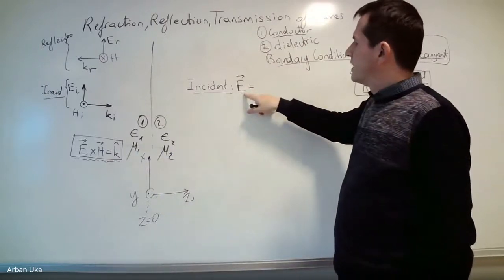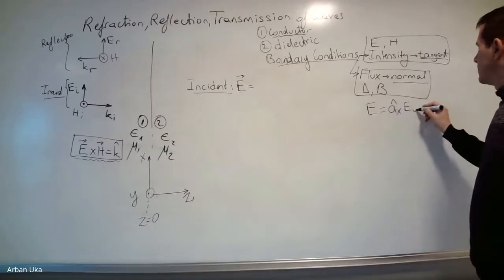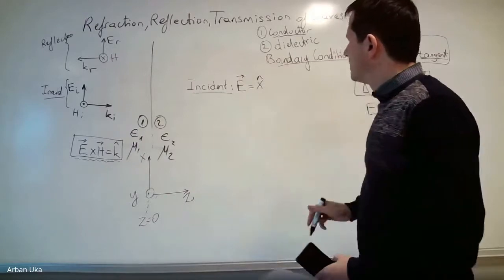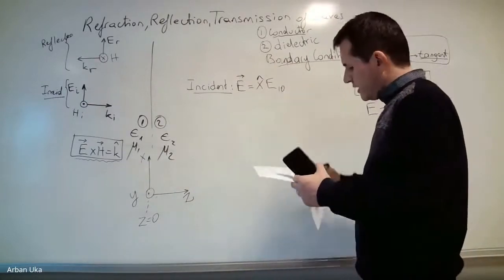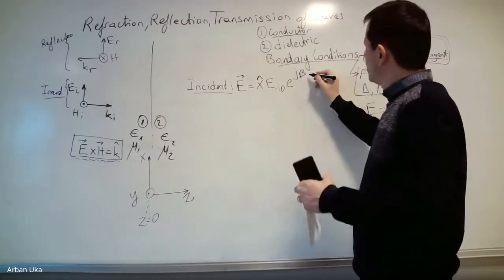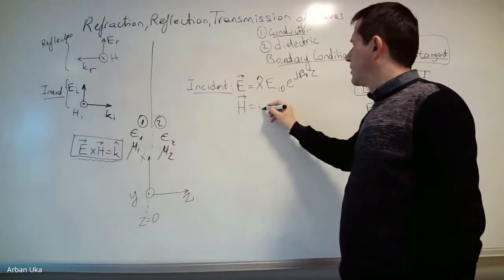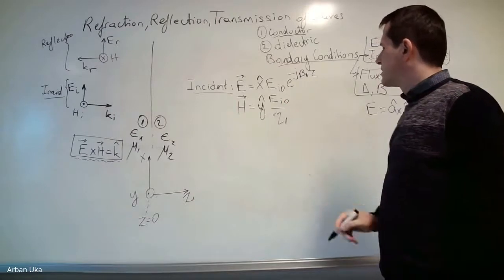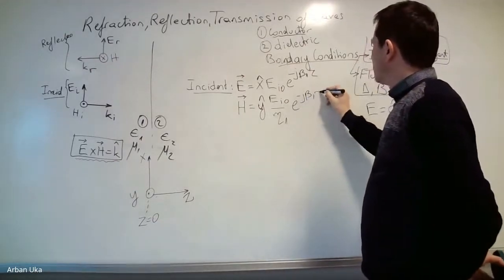So what is the direction of the electric field intensity? E is always equal to a_x, E zero, e to the power minus j beta z, whatever. So we follow this model, and this is the direction, the polarization of the wave, times E incident 0, e to the power j beta 1 z. Now, should it be a plus or minus? What do you think? It should be minus. That's correct. It should be minus because we're moving toward the plus z direction. Then the magnetic field: this is the amplitude of the electric field divided by eta, and then we have the same propagator, e to the minus j beta 1 z. This is the incident wave.